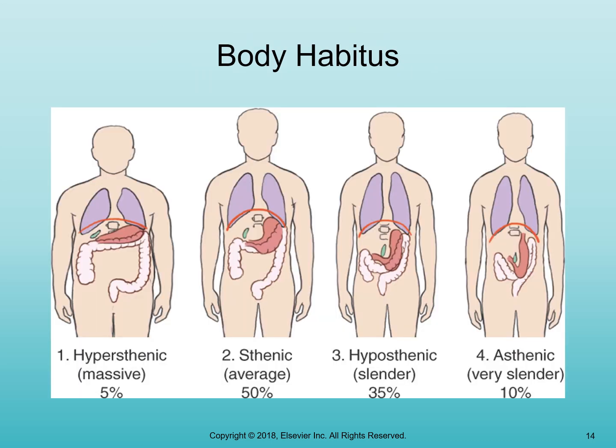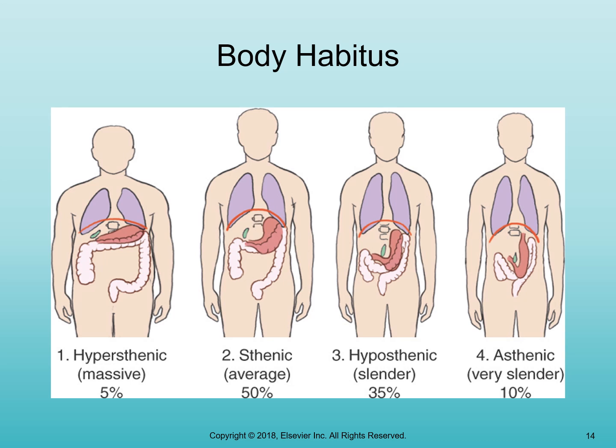As far as our body habitus, we've talked about this. It's the general form and frame of the patient. So on page 471, you can see they do show a stenic patient, a hyperstenic patient, and then they show one that they consider hypo or astenic.